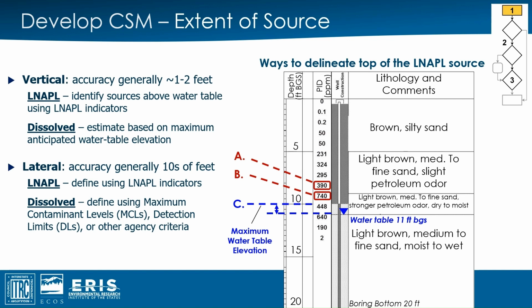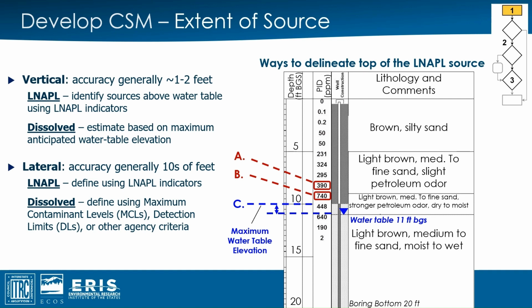The lateral extent of a dissolved phase source is defined based on agency-specific guidelines, such as maximum contaminant levels, detection limits, or risk-based screening levels. The lateral extent of a petroleum vapor source is generally less well known than the vertical extent, given that sites are characterized with monitoring wells and soil borings that are typically spaced on the order of tens of feet.